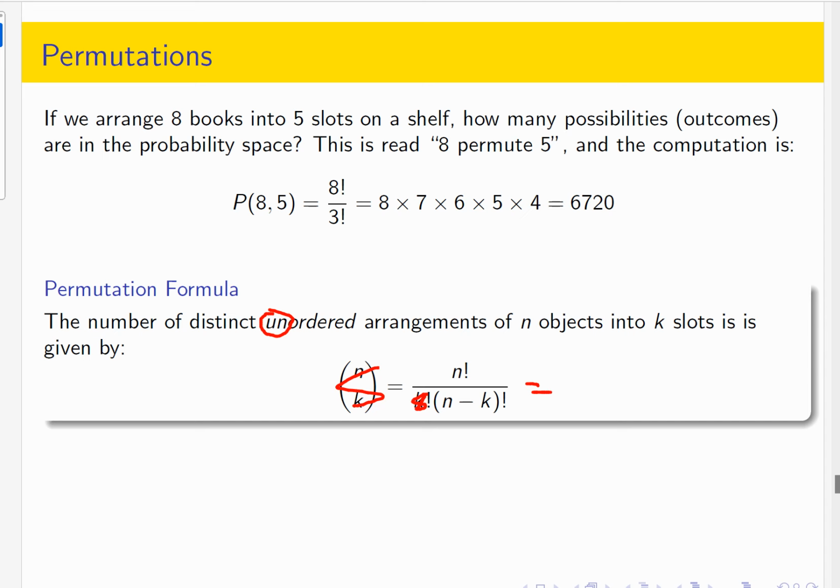So if we're doing n objects permuted into k slots, it's equal to n factorial over n minus k factorial. So this is the correct formula. Sorry about the confusion there. Let me get rid of all the scribbles on the page.